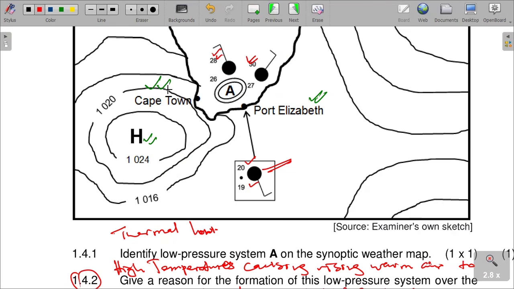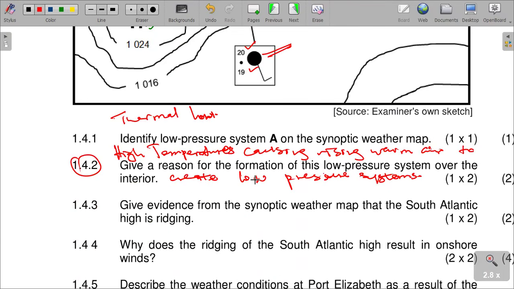As you can see at A, the overcast conditions are caused by too much water vapor in the atmosphere. There is an overcast weather condition, which is caused by intense rising warm moist air. So warm temperatures are causing rising warm air to create a low pressure system, which is the thermal low that we are talking about there. And then the next question.